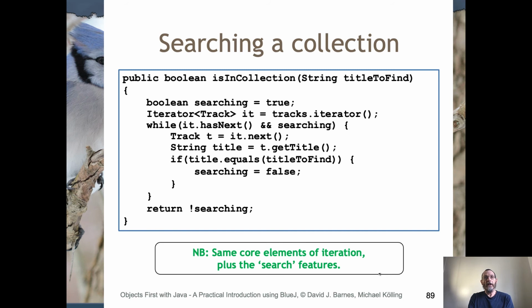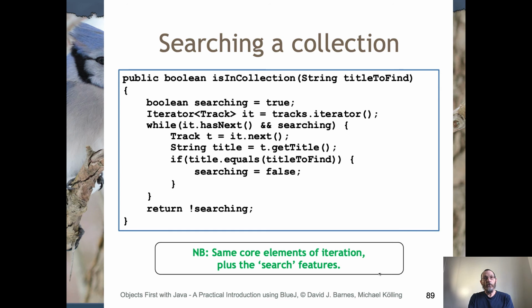Previously, we saw the idea of searching through a collection using an integer index. This time we're using an iterator to search through the collection. The structure of the method is exactly the same as we've seen previously. We're simply replacing the use of an integer index with the use of an iterator. So we have exactly the same setup. We ask the collection for an iterator object.